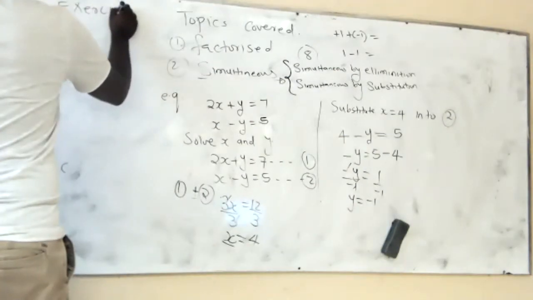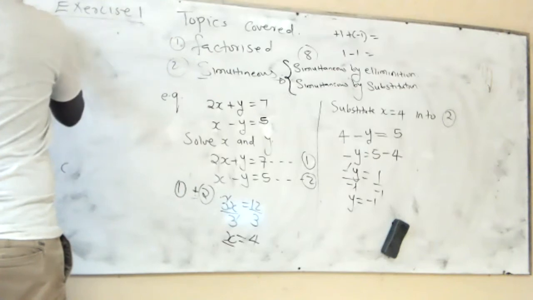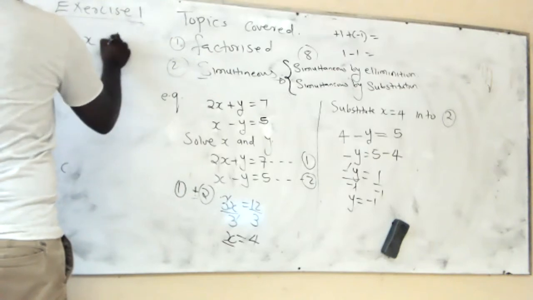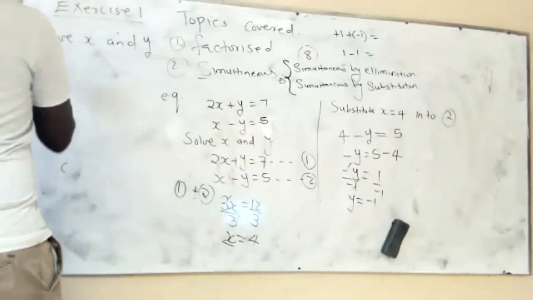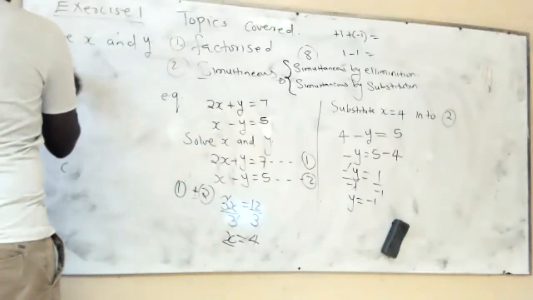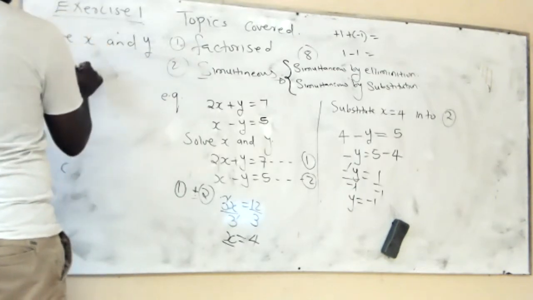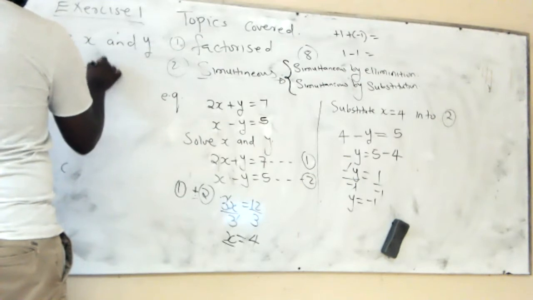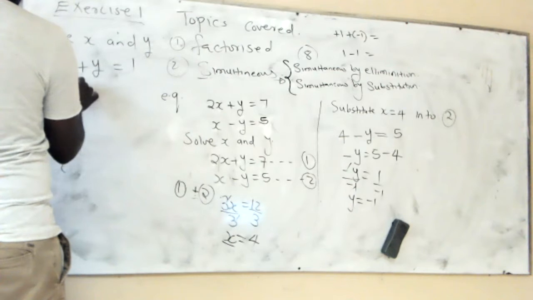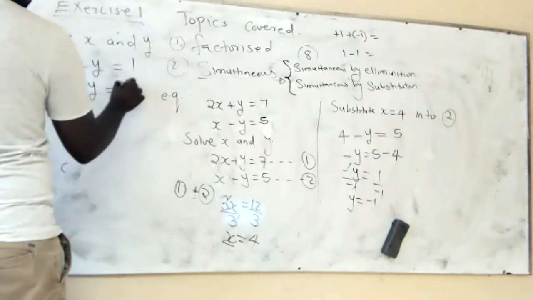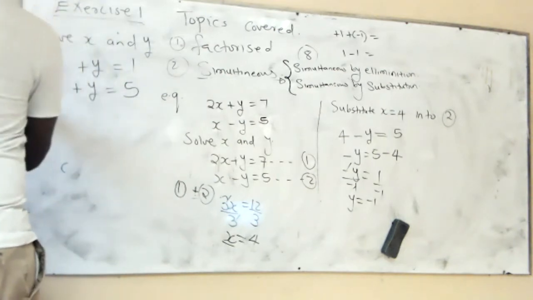You are all fine with regard to simultaneous equations? Yes. Let me give you a question to try. You are required to find the value of x and the value of y. We have 3x plus y is equal to 1, and x plus y, which is equal to 5. The question says solve for the value of x and y.